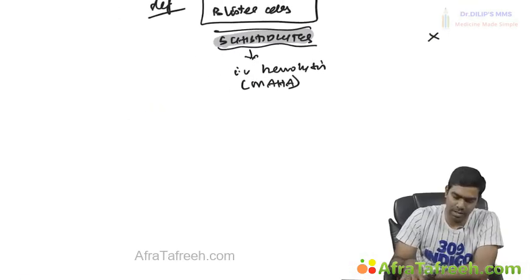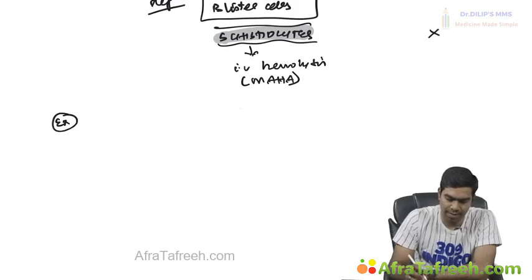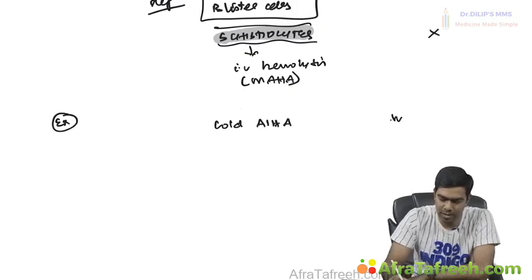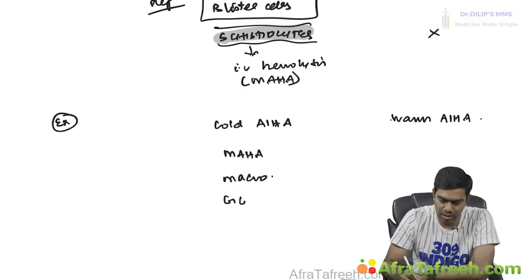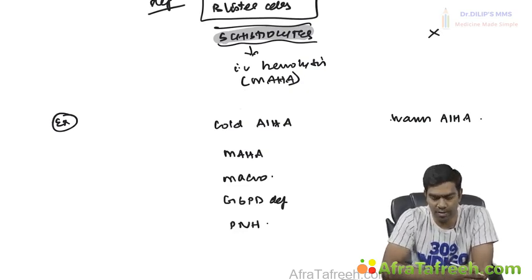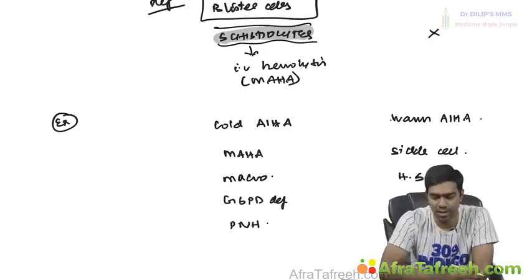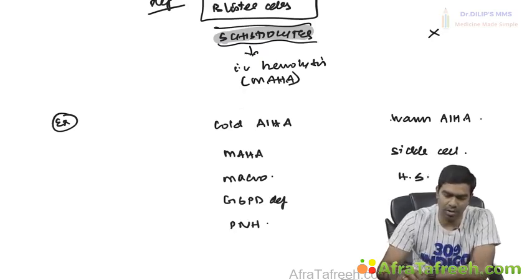Let me share some characteristic examples for intravascular and extravascular. You can see intravascular in cold autoimmune hemolytic anemia, whereas extravascular you can see in warm autoimmune hemolytic anemia. Microangiopathic hemolytic anemia, macroangiopathic hemolytic anemia, G6PD deficiency, and paroxysmal nocturnal hemoglobinuria are all examples of intravascular hemolysis. For extravascular hemolysis, you have warm antibody hemolytic anemia, sickle cell disease, hereditary spherocytosis, and pyruvate kinase deficiency. In all these conditions, the classical thing you will see is extravascular hemolysis. So this is what you are going to see as a difference.